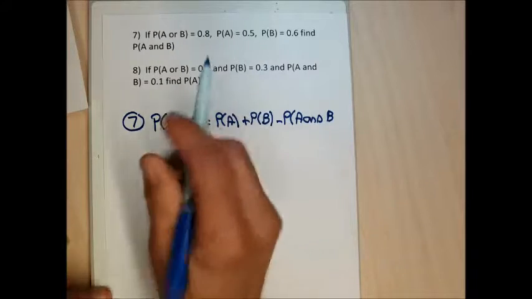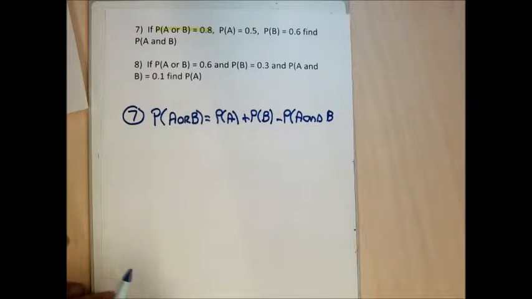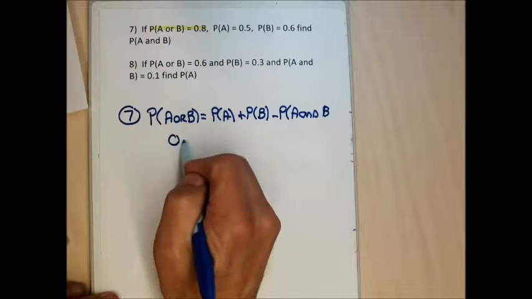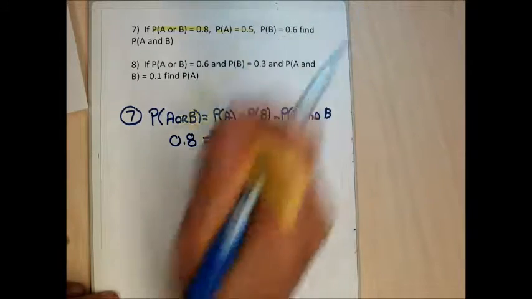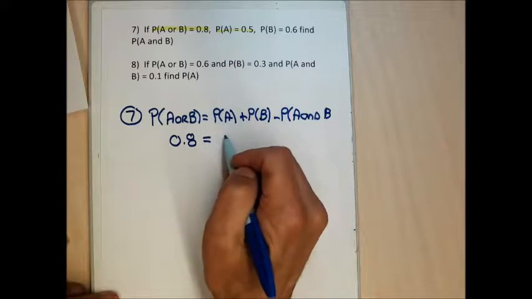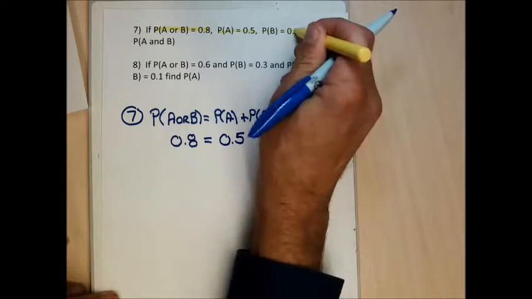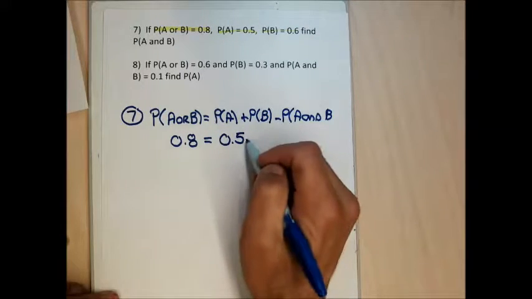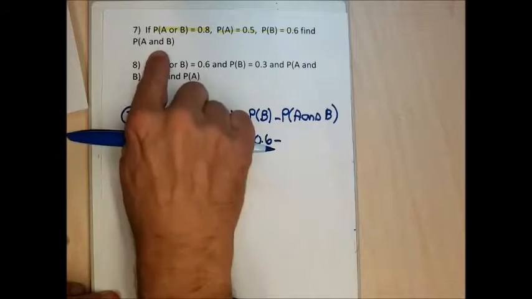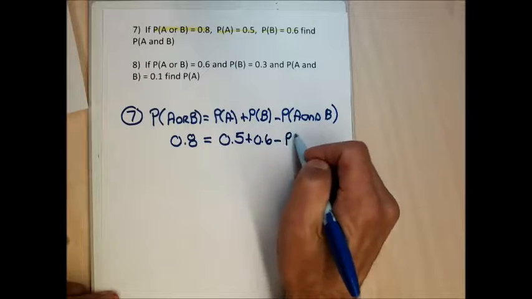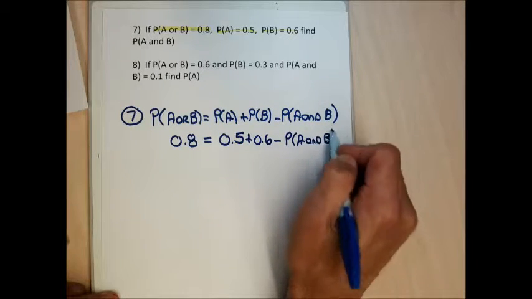Let me take what's given. What's given in number 7 is the probability of A or B equals 0.8. So on the left-hand side here, I'm going to put 0.8. I'm given the probability of A is 0.5. I'm going to replace the probability of A with 0.5. The probability of B is 0.6. I'm going to replace the probability of B with 0.6. And then it says find the probability of A and B. So I have nothing to plug in for the probability of A and B. That's what I need to solve for.